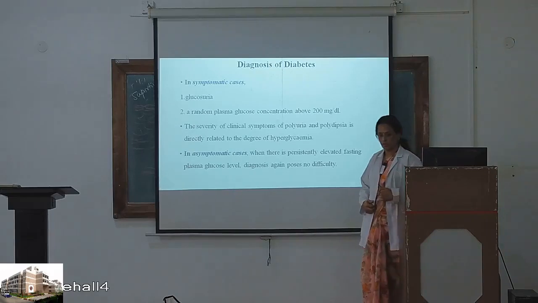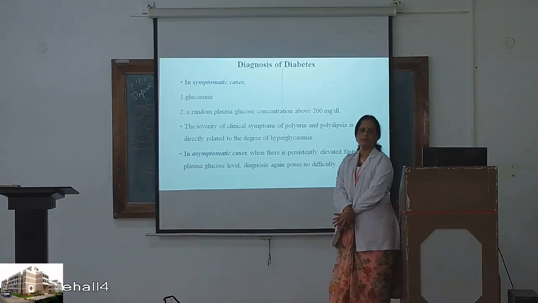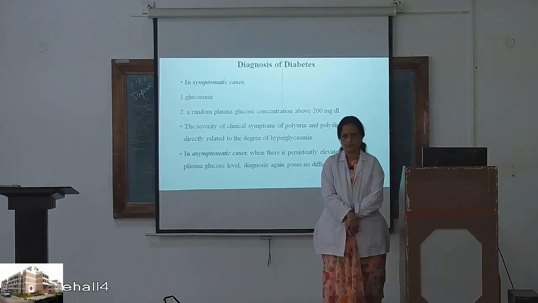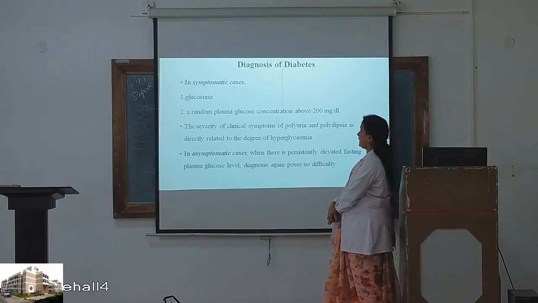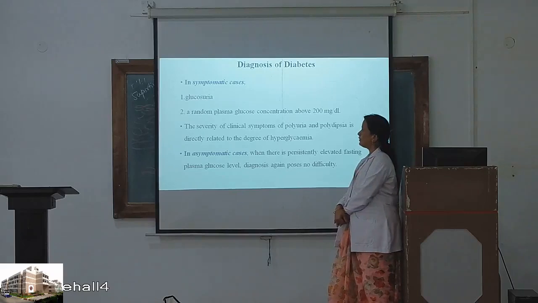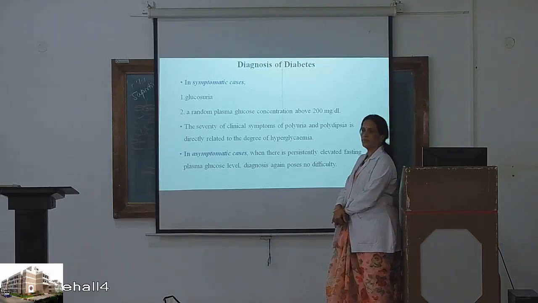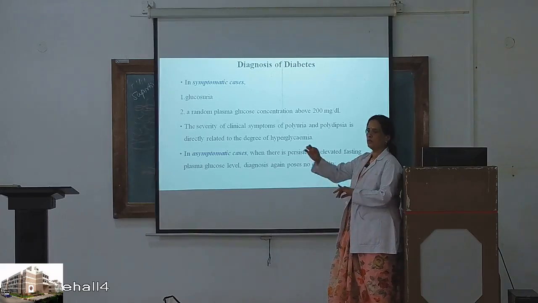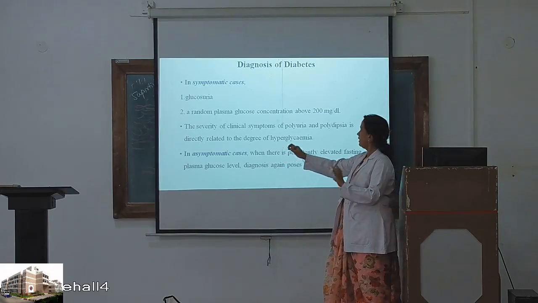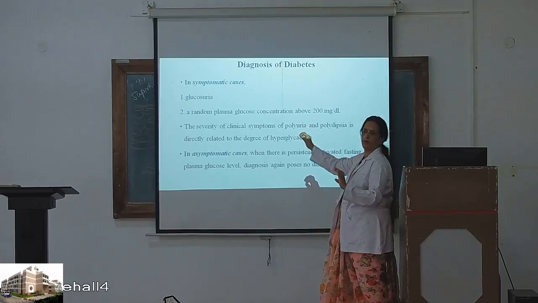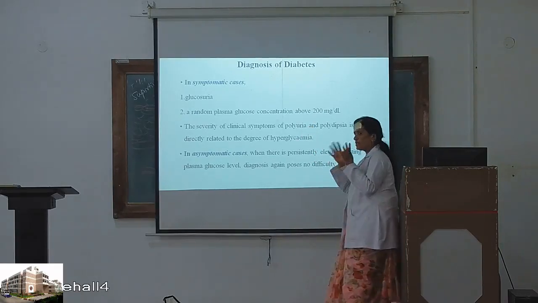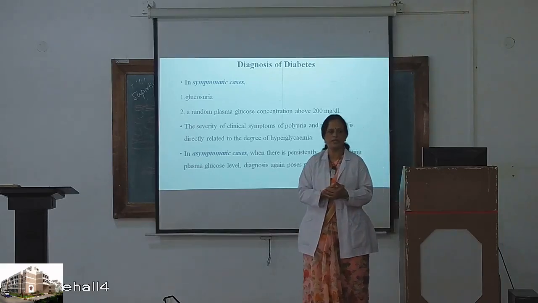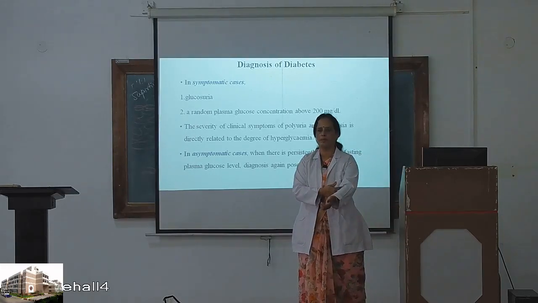So, now I have come to the last objective. So, I told you diagnosis of diabetes mellitus. So, in symptomatic cases, we examine the urine sample, dipstick, or we have automated machines which say there is glycosuria or glucosuria. So, what do we do? We don't just diagnose or label them as diabetics. So, we just take a blood sample.